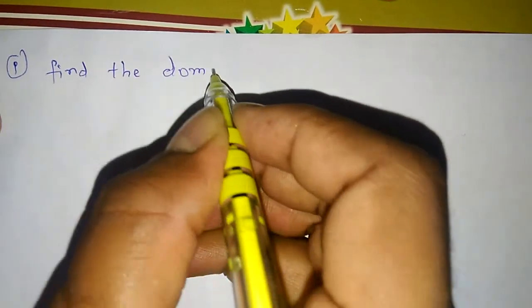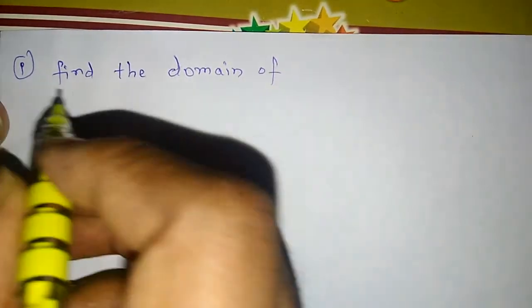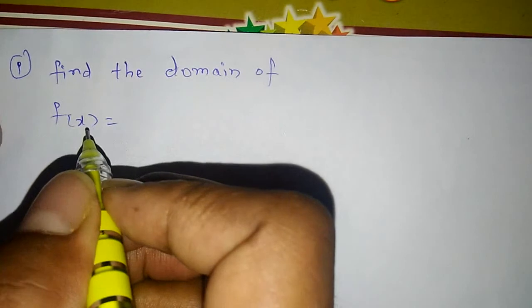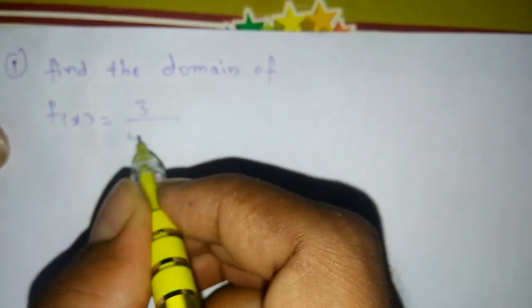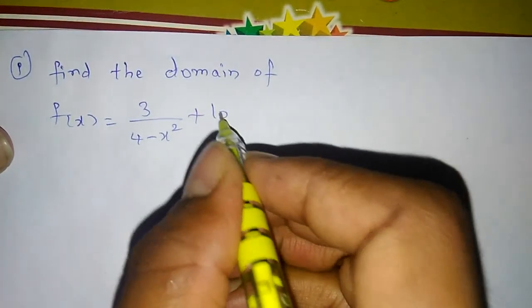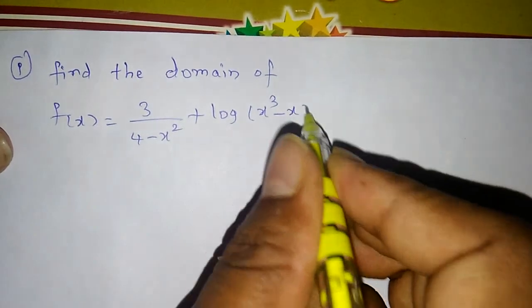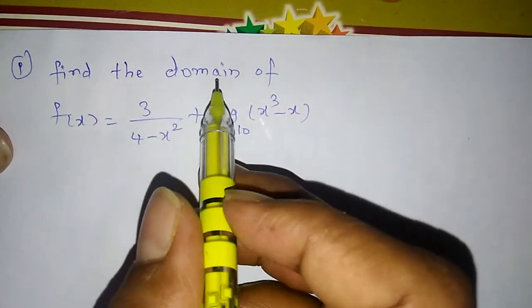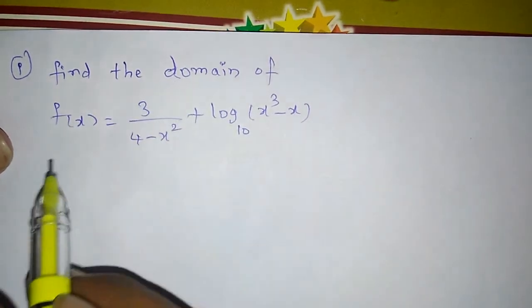Let's do one more problem. So find the domain of f of x is equal to 3 by 4 minus x square plus log of x cube minus x to the base 10. Okay, domain means the values of x for which the function is defined.